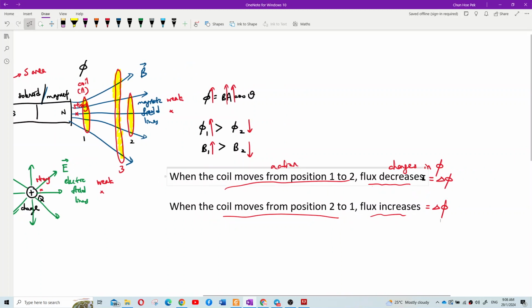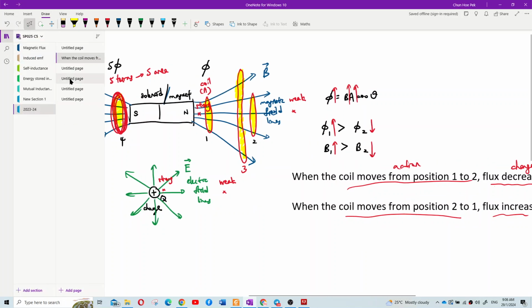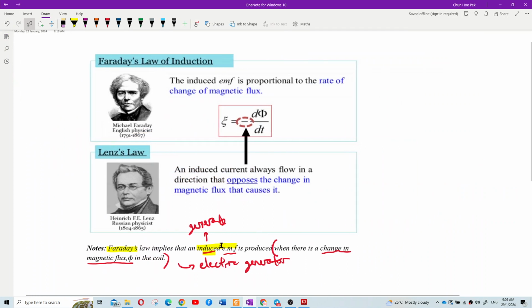So what will happen according to Lenz's law? Go back to Lenz's law. What happens if you have delta phi, a change in the flux? Going from 2 to 1 is an increase in flux. 1 to 2 means a decrease in flux. In either case, you have changes of flux. So what does Faraday say about this?